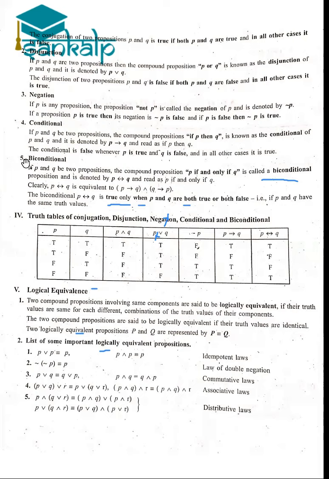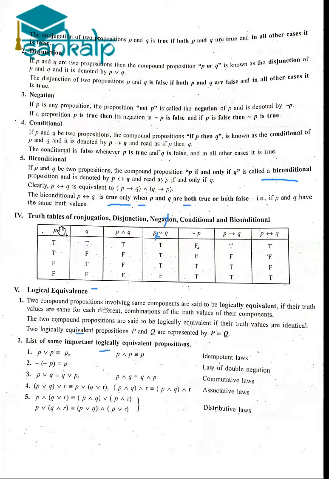The last one is biconditional. If p and q are two propositions, the compound proposition p if and only if q is called a biconditional proposition and is denoted by p double implication q, read as p if and only if q. Clearly, p double implication q is equivalent to p implies q and q implies p. The biconditional is true only when p and q are both true or both false, that is, if p and q have the same truth values.